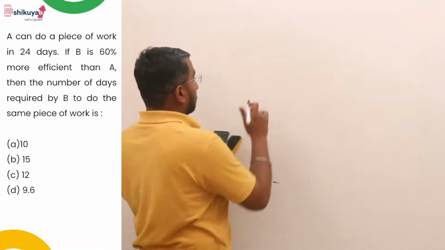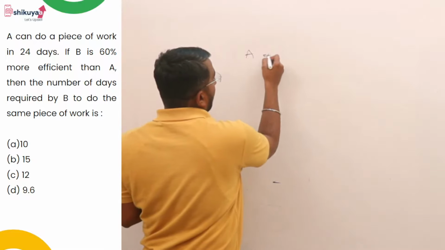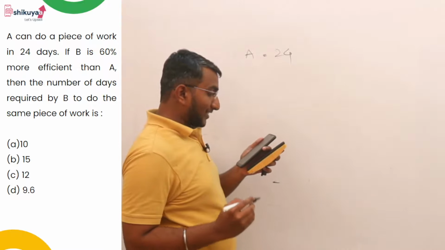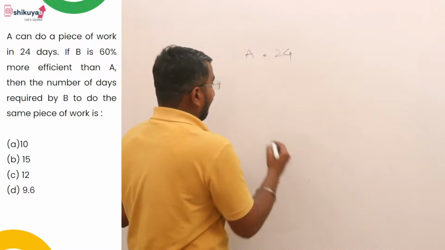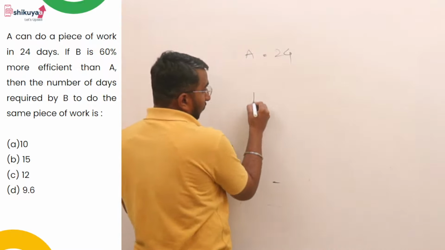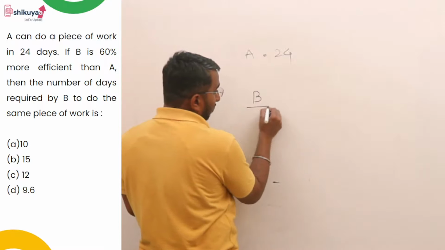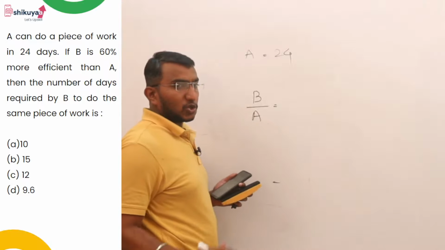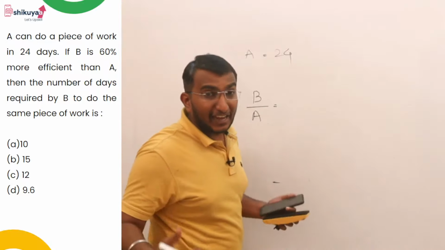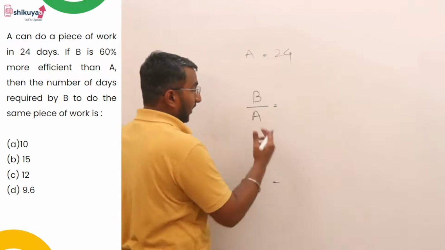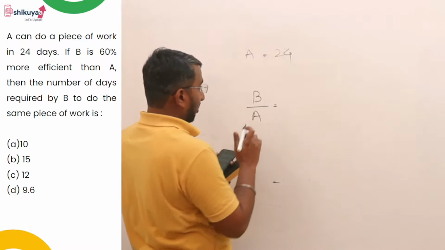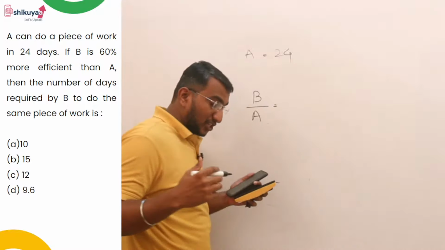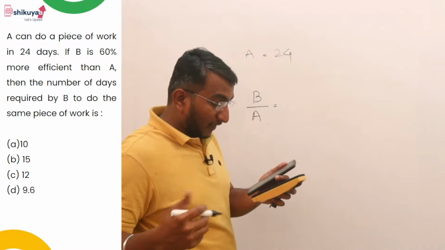A can do a piece of work in 24 days. Now what they have given is, B is 60% more efficient than A. So when I have to write the ratio of efficiency of A to B, efficiency is nothing but the rate at which they work. Okay, so I have to just write the efficiency of B to A. So B's efficiency is 60% higher than that of A.